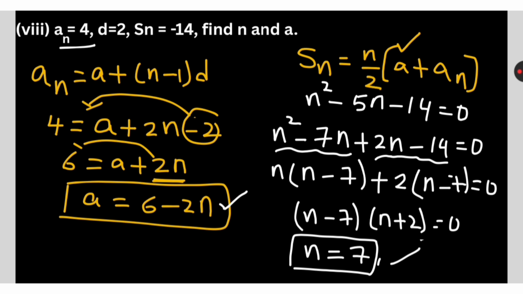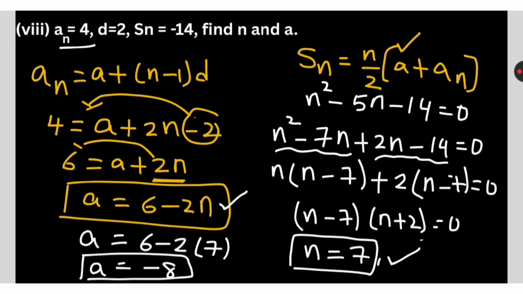Now we got the number of terms. Now we need to find only the first term, which is a. So here a equals 6 minus 2 times n. n is nothing but 7. So we have to do 6 minus 14, that is minus 8. The first term is minus 8. The number of terms is 7. That's it. Let's go to another question.